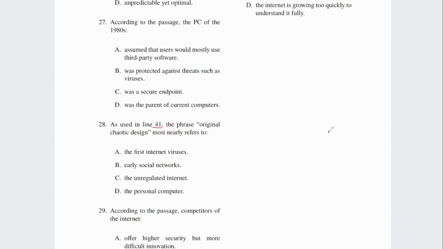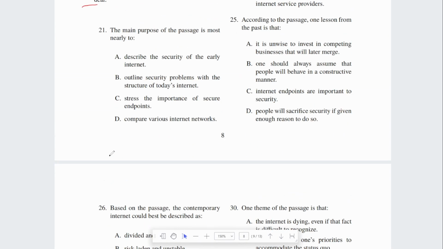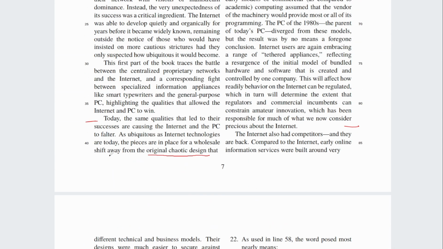Okay, so the original chaotic design is not the first internet viruses. That's not discussed. Not early social networks. Social networks don't come up anywhere. No, we're talking about the unregulated internet, right? This totally non-secure internet, and the personal computer is not a part of it, although you would be forgiven for thinking that one was right. But let's just show you that it does mean the internet and not the computer.